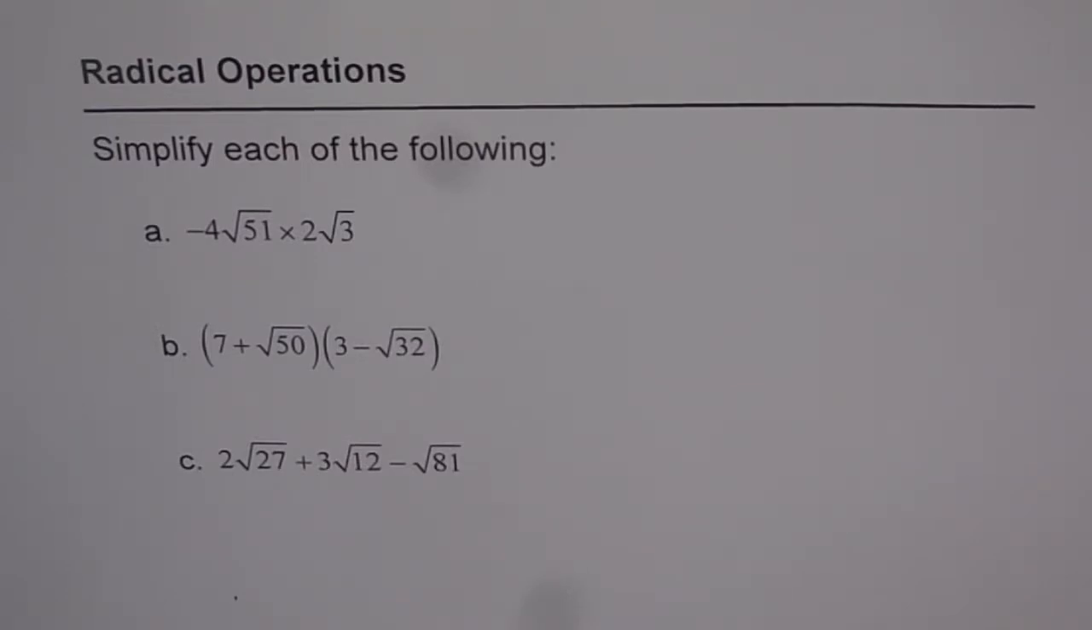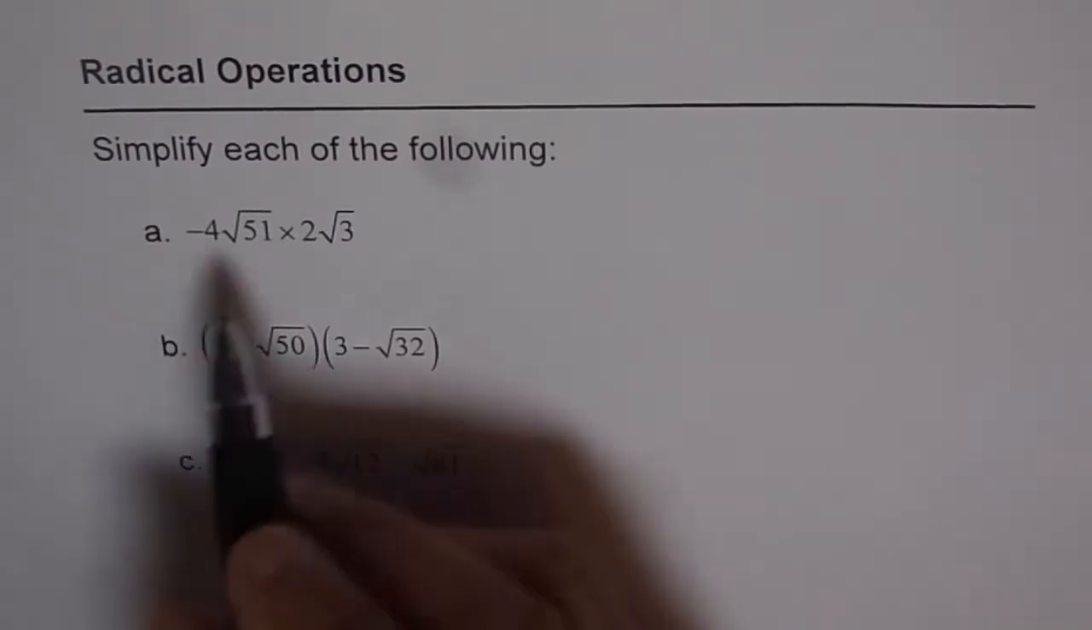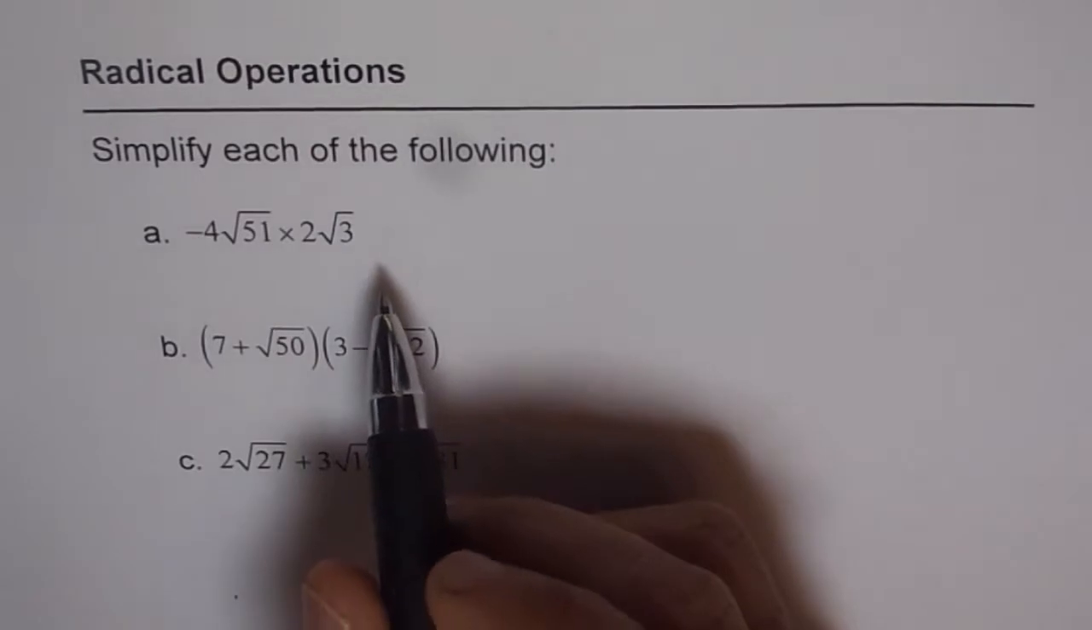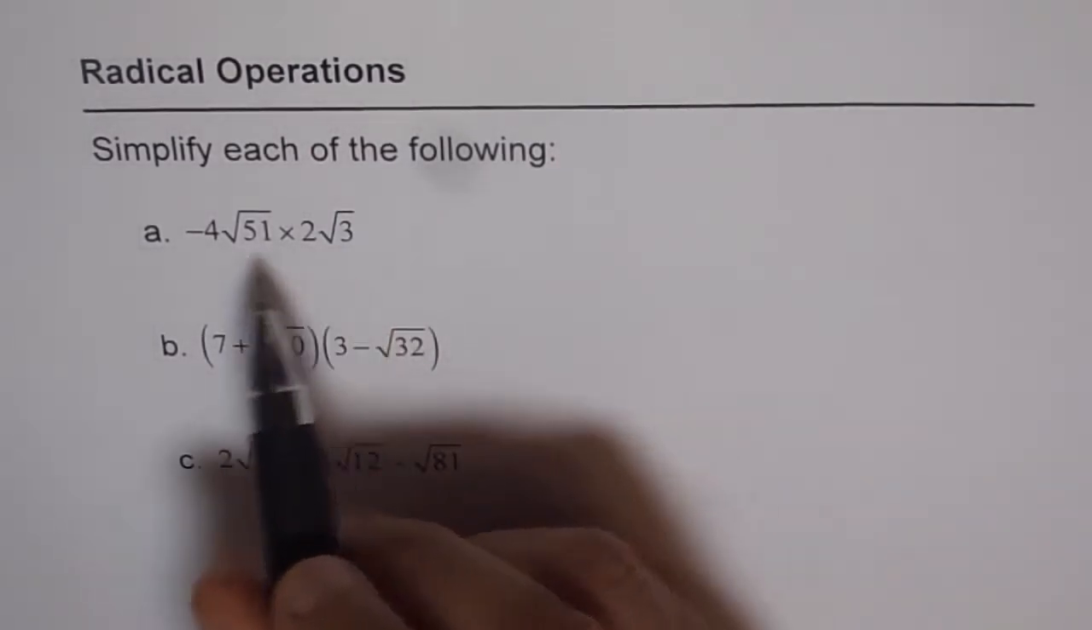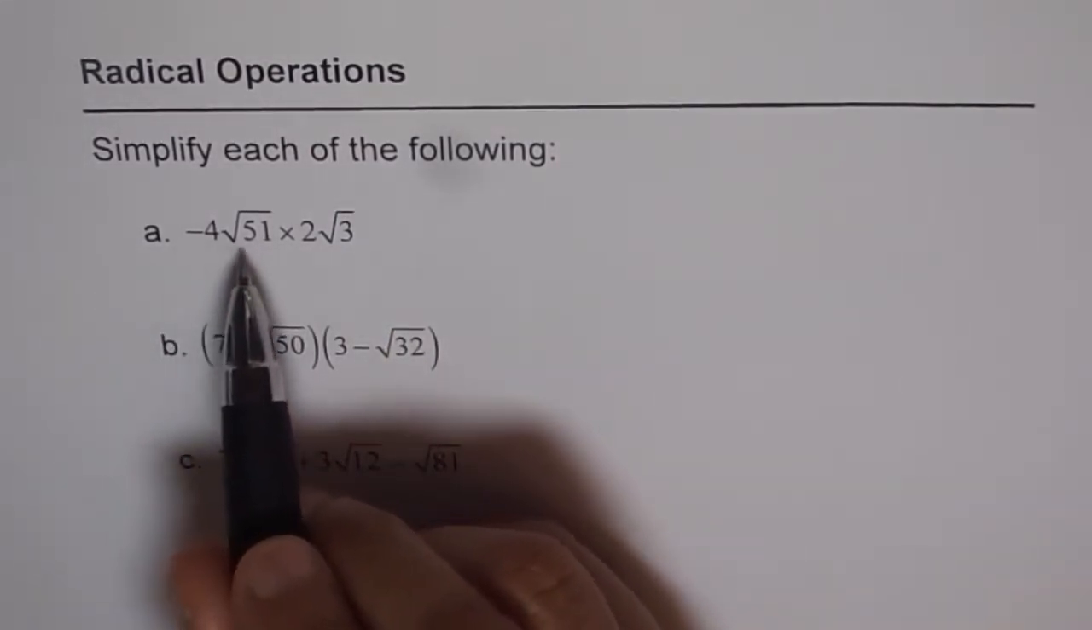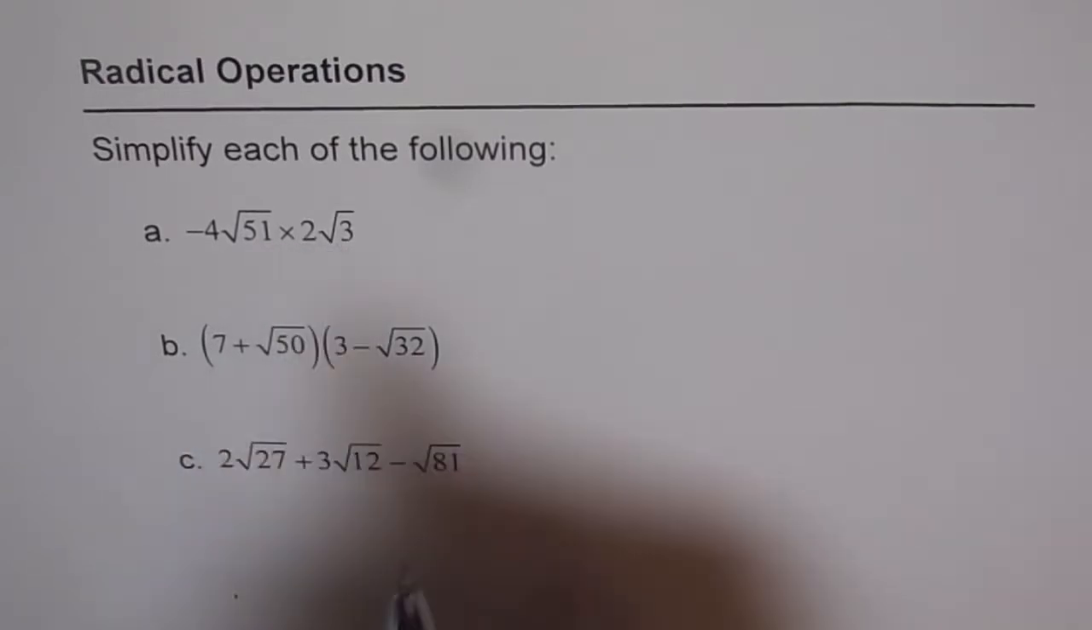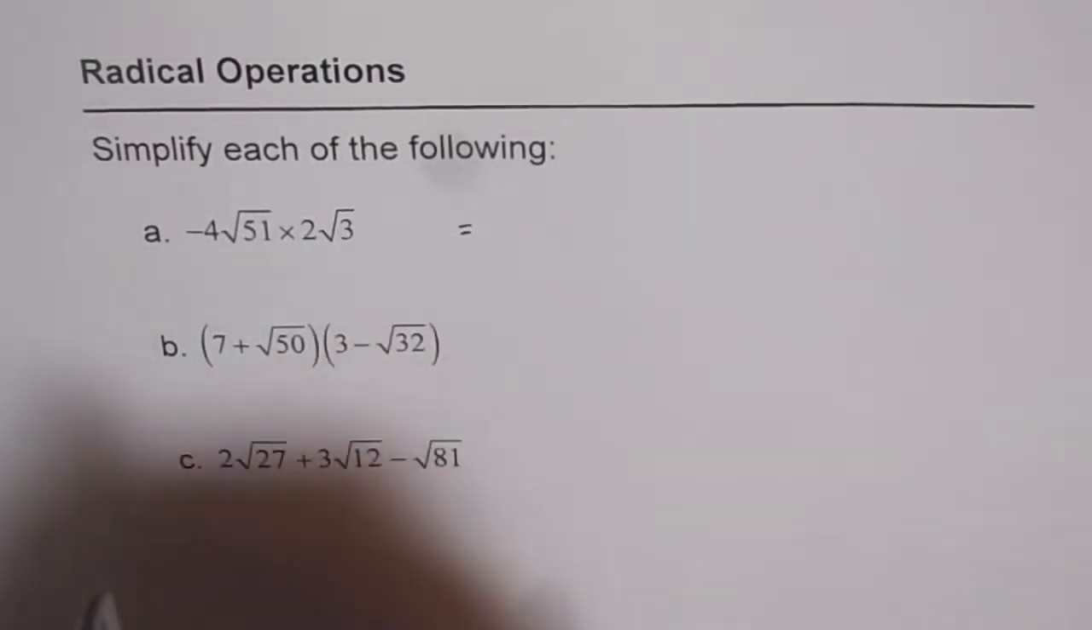Now the idea of having these problems is to check overall techniques of doing radical operations. So I'd like you to solve this and then look into my suggestions. Now from my experience, when you do these kinds of problems, at times you'll end up in more problems. Now if I have to do minus 4 times square root 51 times 2 square root 3, normally what will you do?